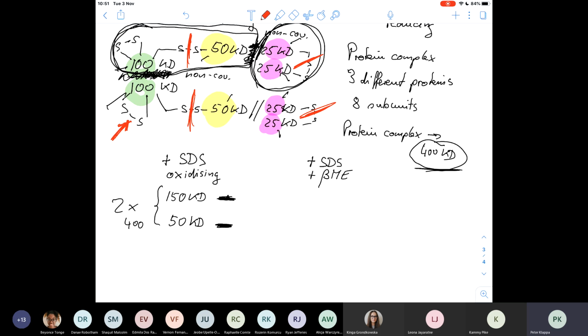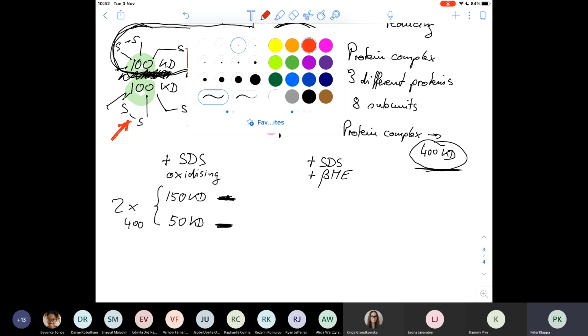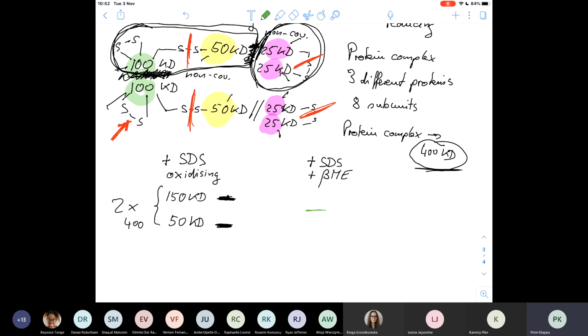Most likely not, because it is just an internal disulfide bond. So we would not necessarily see a massive change in where the protein is. But obviously, we get a 100 kilodalton protein. That's the green one. Let me try to use the appropriate colors. So we get a 100 kilodalton band. That's the green one.